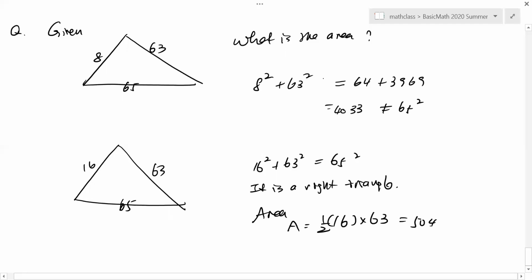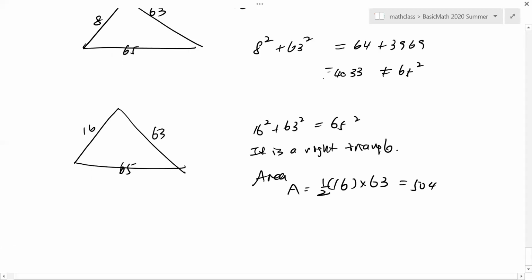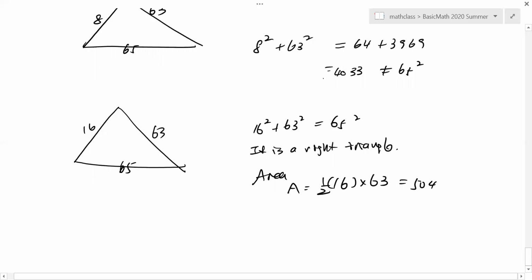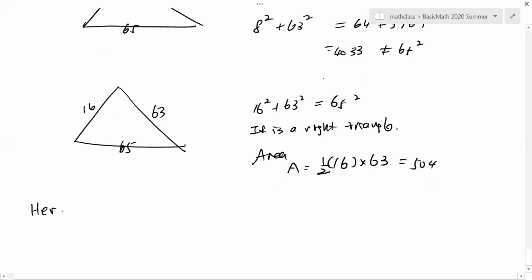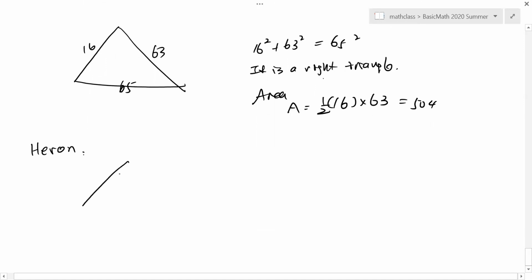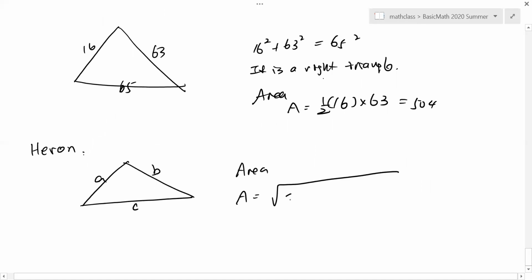Now, we still have a question: how to find the area of the first one, if it's not a right triangle. There was a man in history called Heron. He found that once he was given 3 sides, a, b and c, he could calculate the area using those 3 numbers. And this is going to be like that, where s is half of the perimeter.